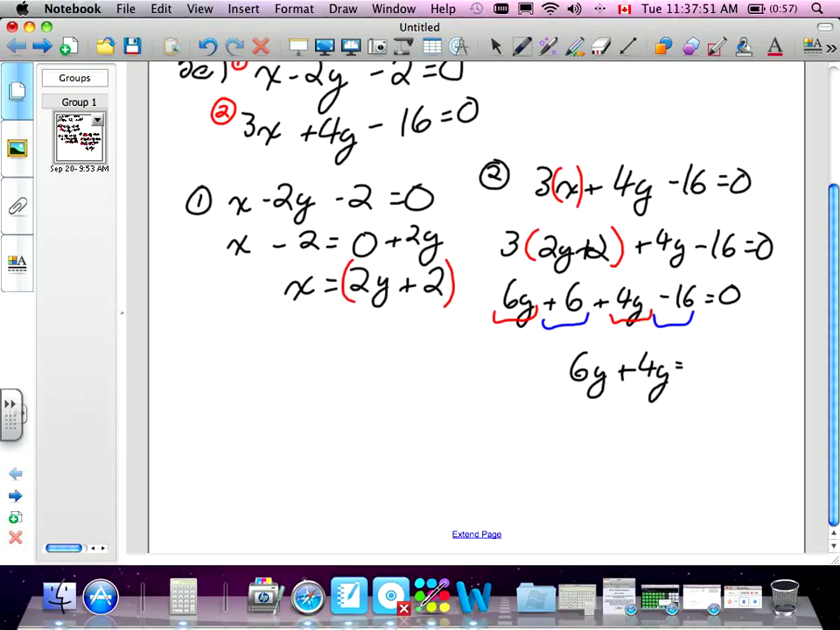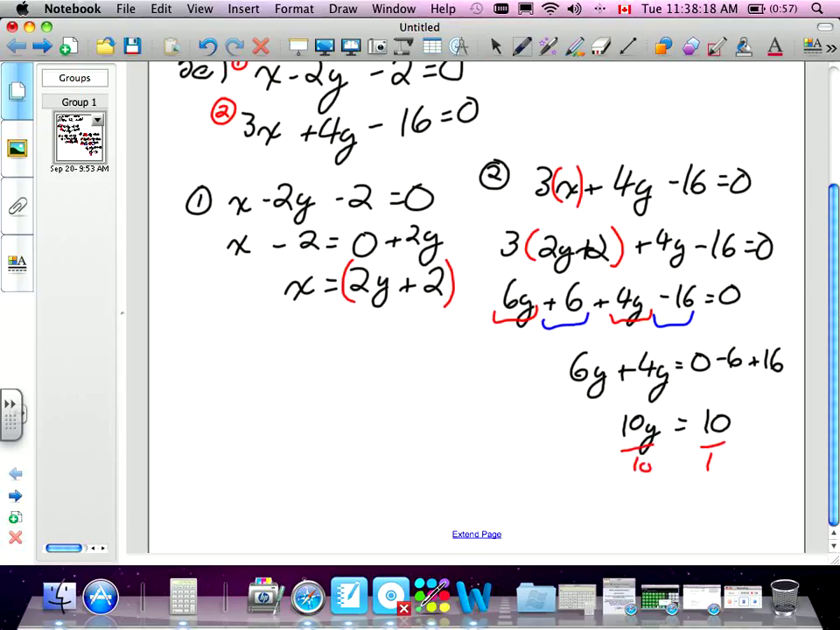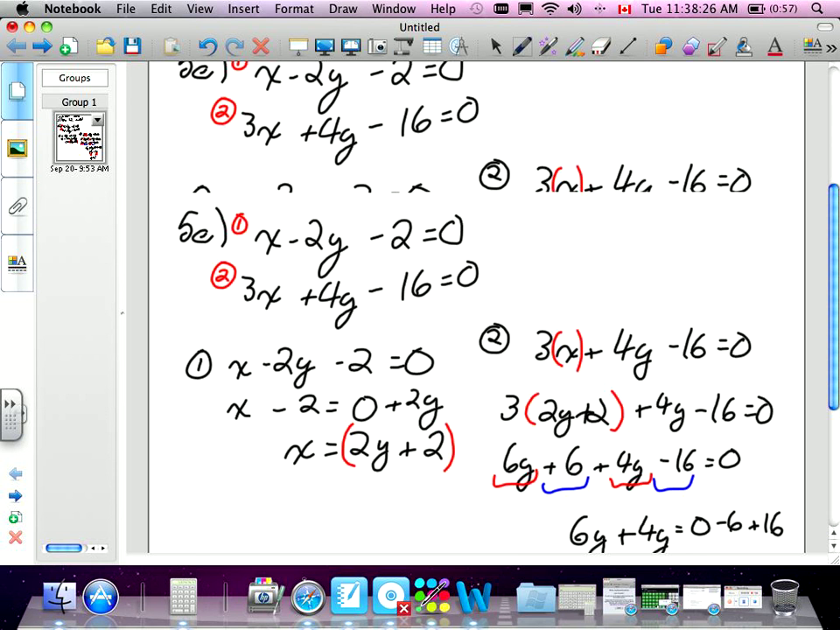So I end up with 0. Positive 6 becomes negative 6. Negative 16 becomes positive 16. And then I'm going to equate the two sides. 6y plus 4y is 10y. 0 minus 6 will be negative 6. Negative 6 plus 16 will be positive 10. And finally, I need to set this just equal to y, so I'm going to divide both sides by 10, since that's a multiplication of y. Y will equal 1.